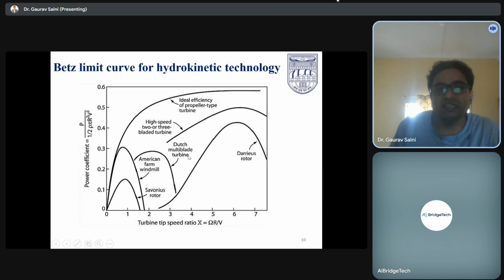This is for the Darrieus rotor. This is for the ideal propeller kind of hydrokinetic turbines. The least efficient turbine is the Savonius turbine; we can get a maximum Cp of about 0.15. But in the case of the Darrieus one, we can go up to 0.4, or 40% efficiency. Here on the x-axis, we have the tip speed ratio, that is the tangential velocity divided by the flow velocity of water.